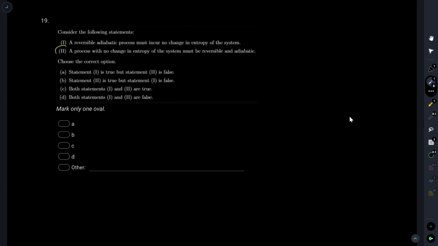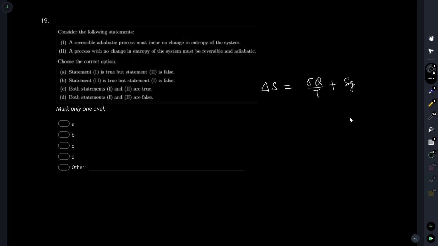Statement 2: a process with no change in entropy of the system must be reversible and adiabatic. This may or may not be possible, so this statement is wrong. If I say a process is reversible adiabatic, then it can be called an isentropic process, but not all isentropic processes are reversible adiabatic. We can write the entropy change del S equal to del Q by T plus S generation.